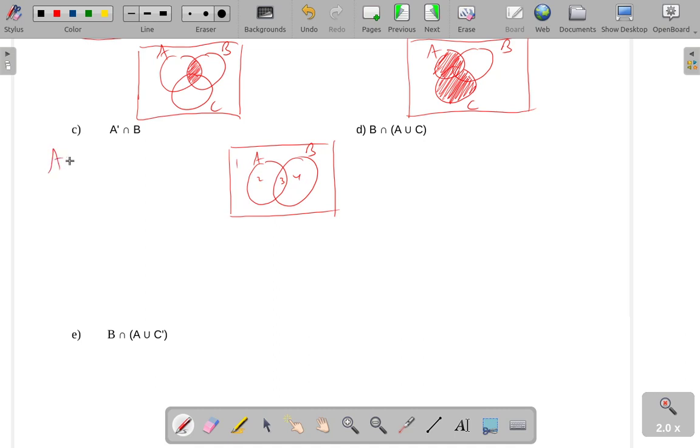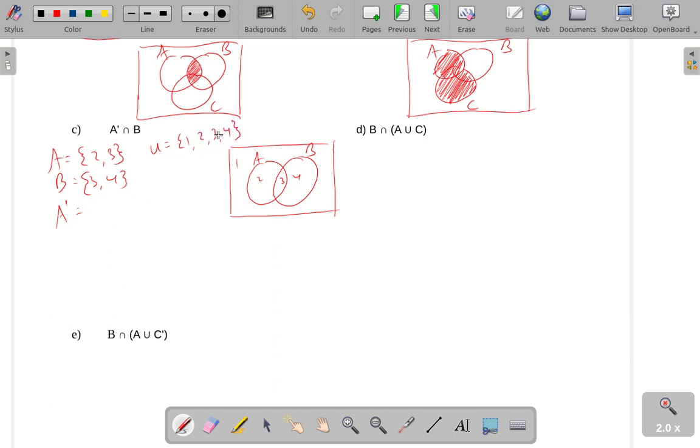So A, you could think of them as regions, or actually I'm going to treat them as individual elements within the region. A consists of regions 2 and 3. B consists of regions 3 and 4. Well, then I can do A complement. Oh, and I should also say U is regions 1, 2, 3, and 4.